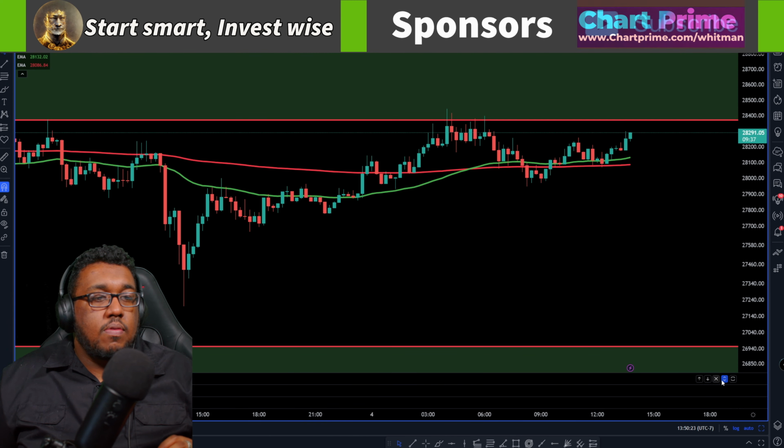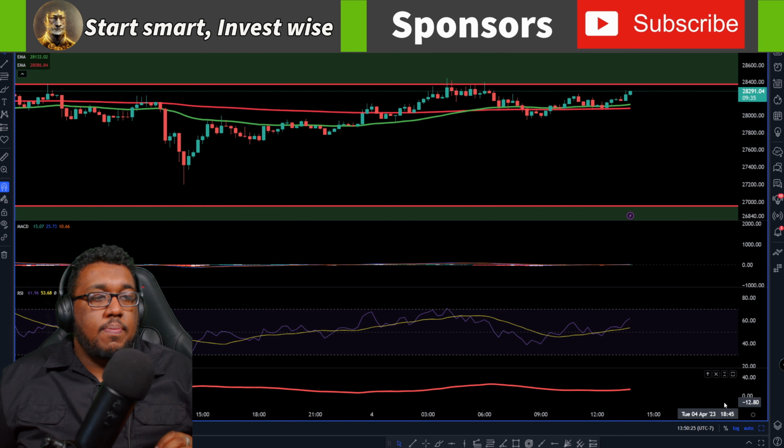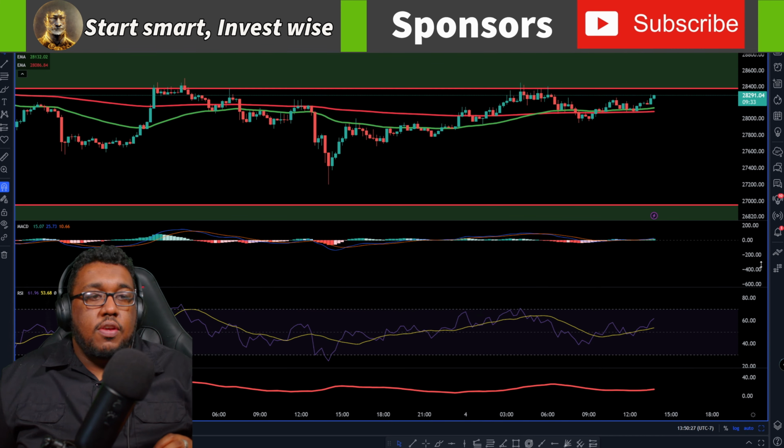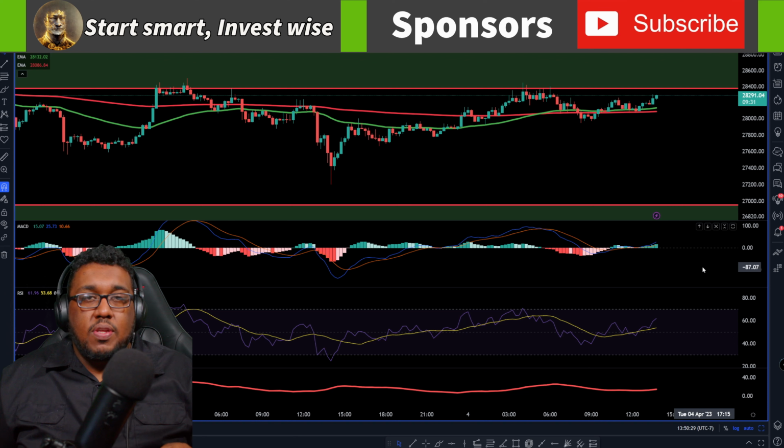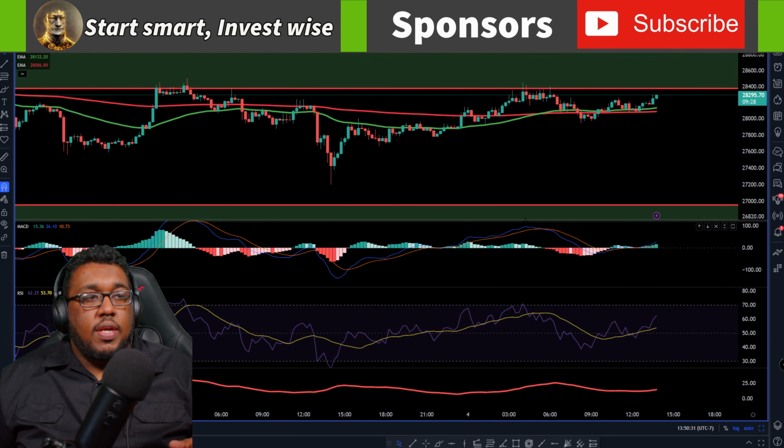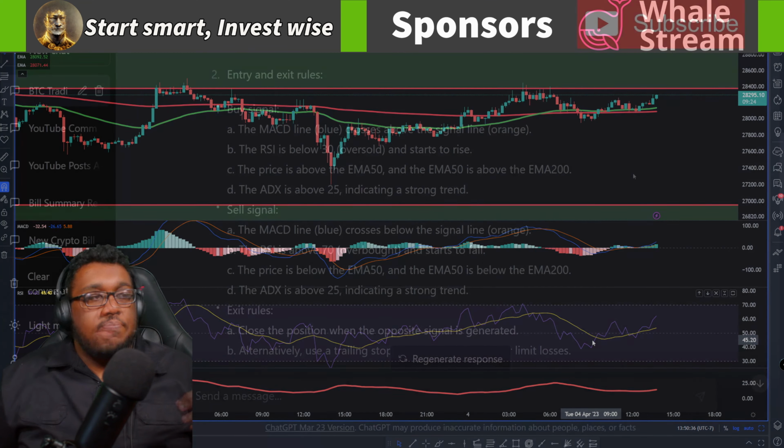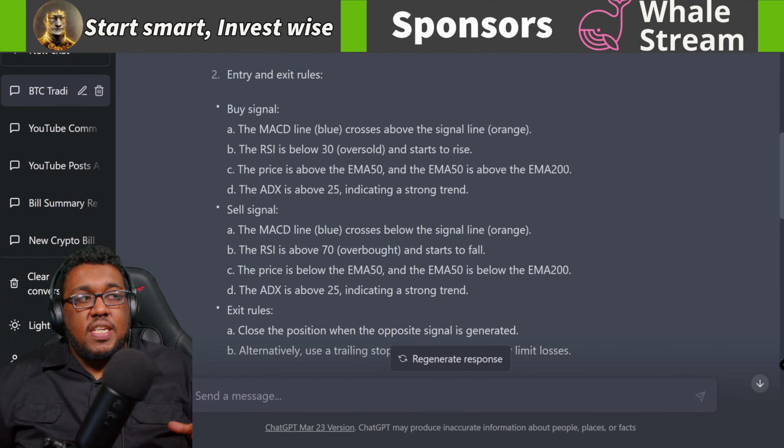Go back over here to auto. Let's open this one up, and open up this one right here, okay? Then you're going to stretch it out because sometimes TradingView can be a little bit of a butt about this. And so you can see right here, MACD, on the bottom ADX, and in the middle we have a beautiful RSI. So here's the strategy that ChatGPT came up with.